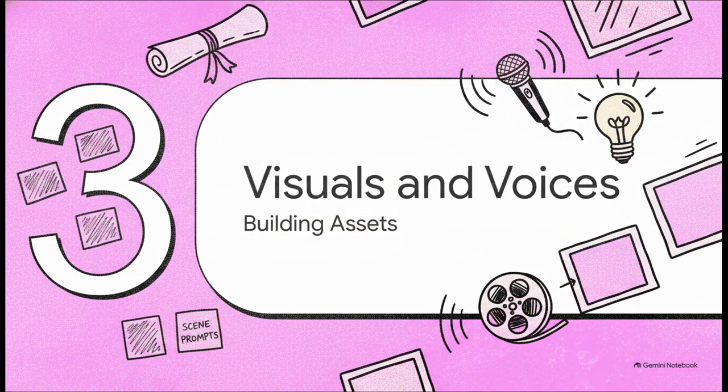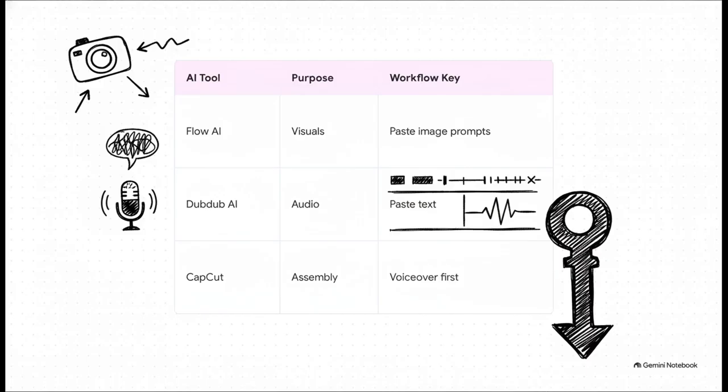All right, Section 3, Generating Visuals and Voices. Time to build those assets. Now, what's really interesting about this phase is how we transform those text-based prompts into actual breathtaking audiovisual assets. When it comes to our tech stack, there's no guessing game. For visuals, we take those 22 prompts, paste them into Flow AI, and apply a single universal video prompt to turn static images into dynamic animations.